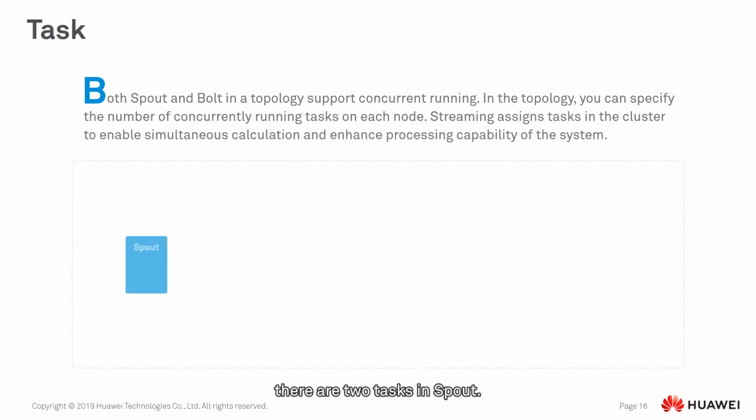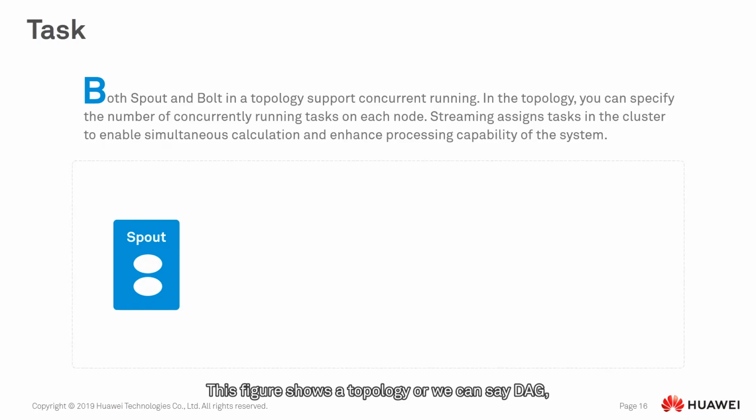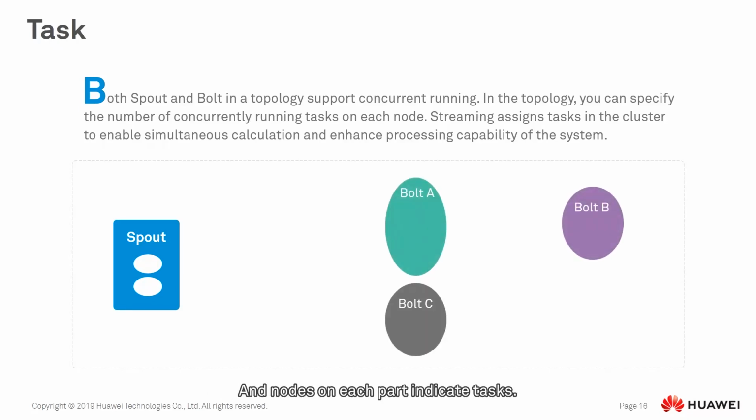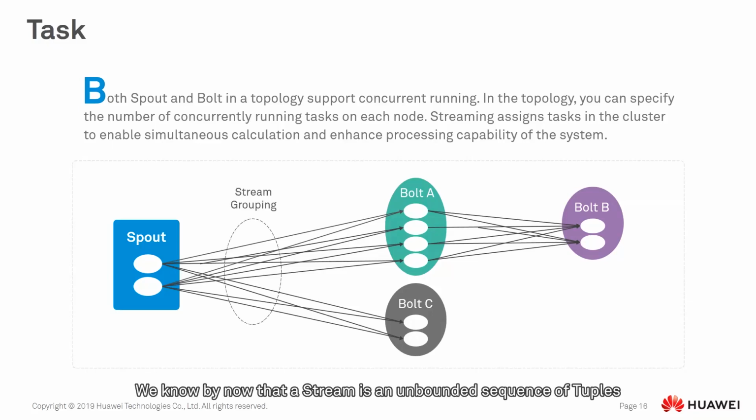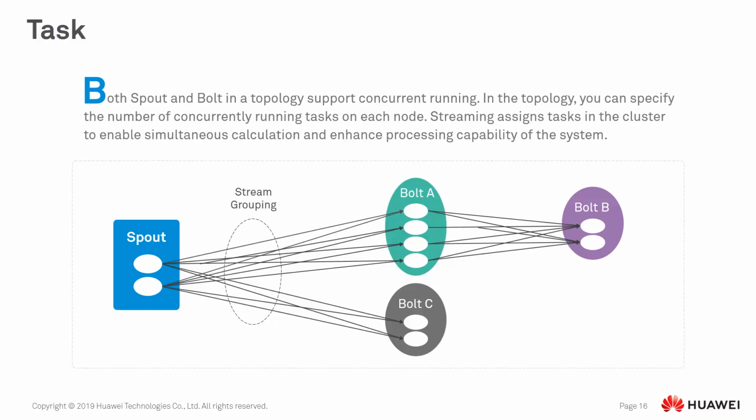In the preceding figure, there are two tasks in the spout. This figure shows a topology, or we can say a DAG, consisting of a spout and three bolts, and the nodes on each part indicate tasks, and the lines between tasks indicate streams. But what about this one? What's a stream grouping? We know by now that a stream is an unbounded sequence of tuples between a spout and a bolt or two bolts. Part of defining a topology is specifying for each bolt which streams it should receive as input.